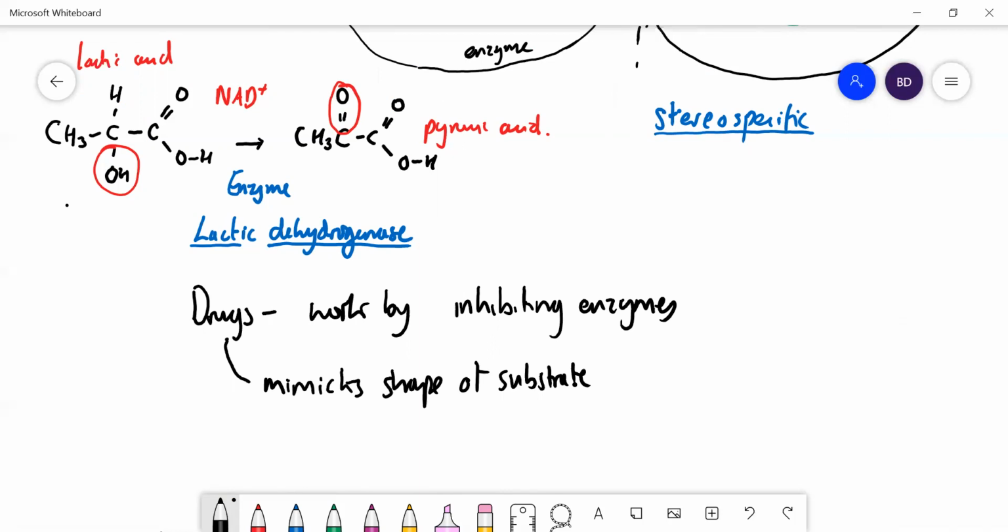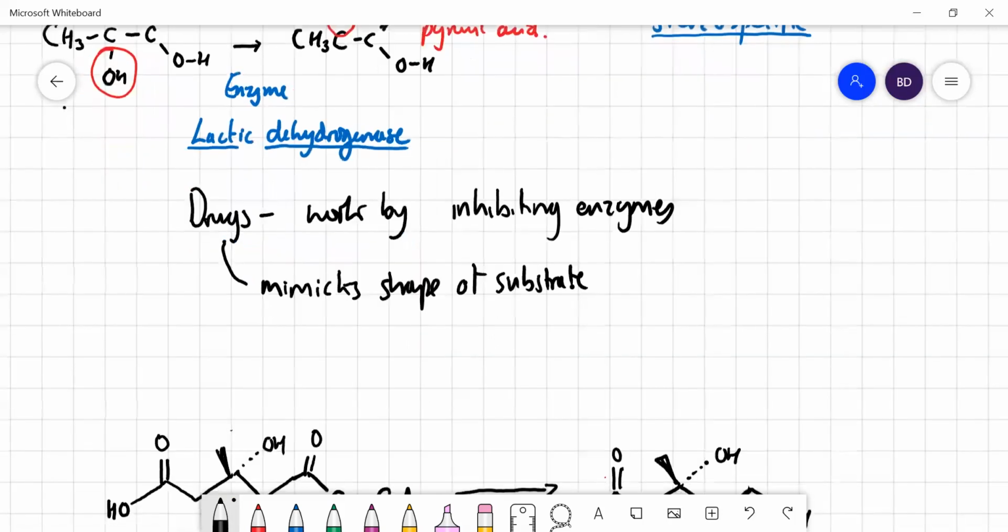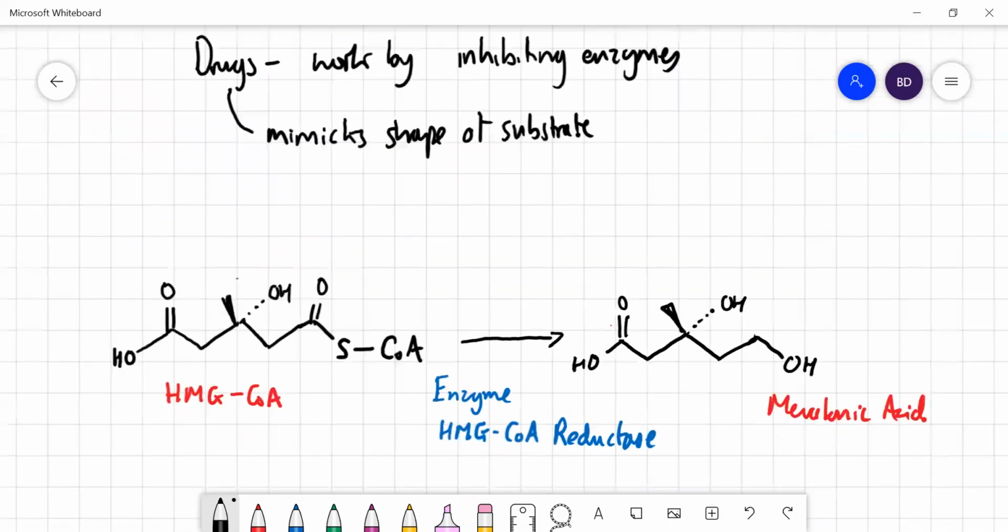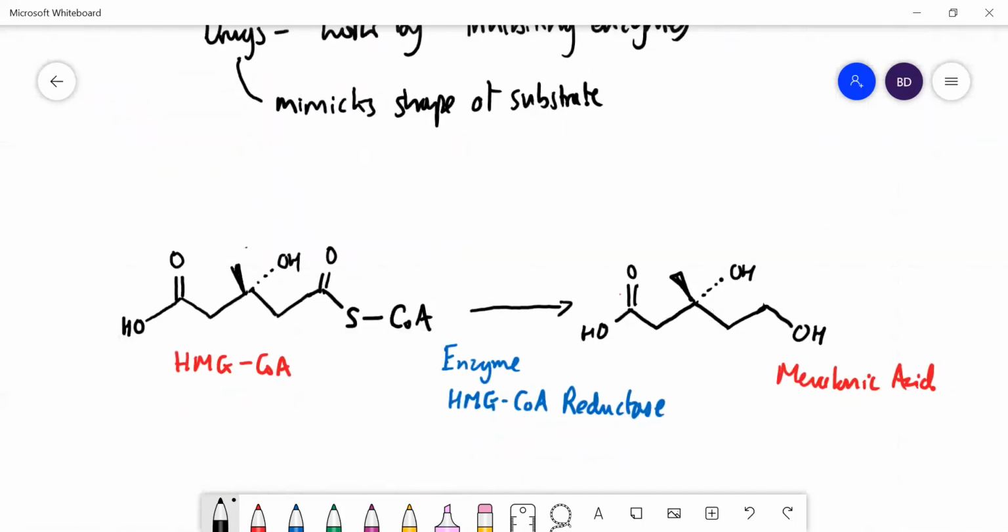Okay, so there are a couple of very well-known drugs which work in this way. Now, this is not a very well-known compound, but it's called, well, let's just have a look at this. It's called hydroxymethyl. The reason why it's called that is because look at this carbon here. You've got a hydroxy group and you've got a methyl group there.